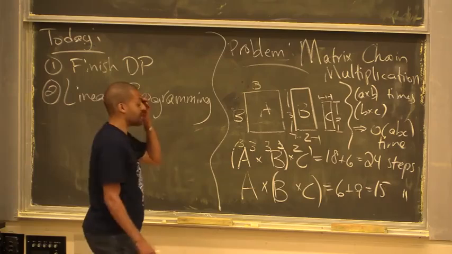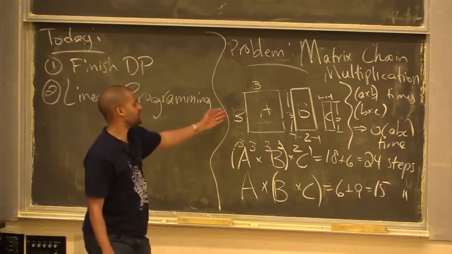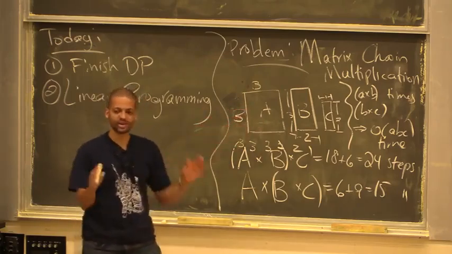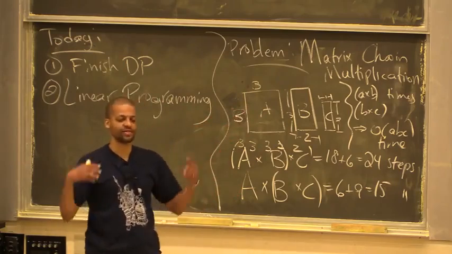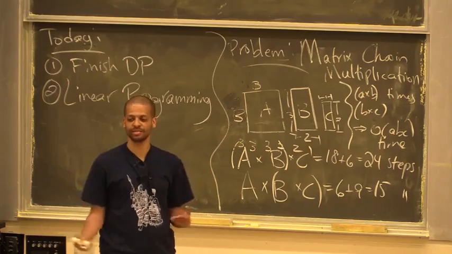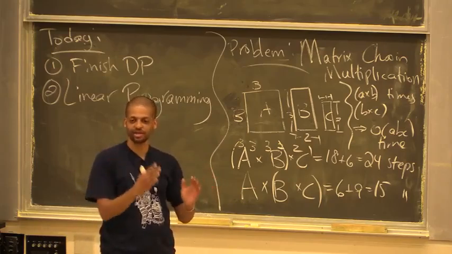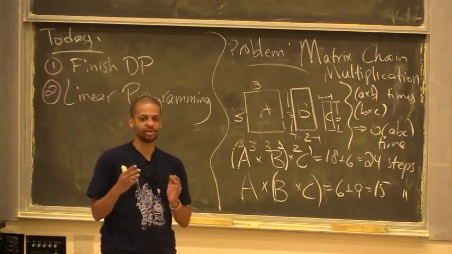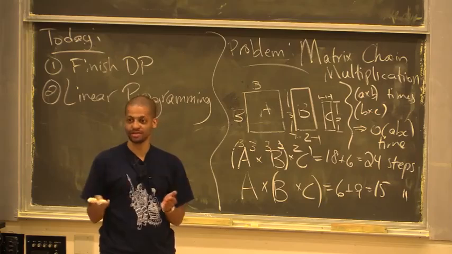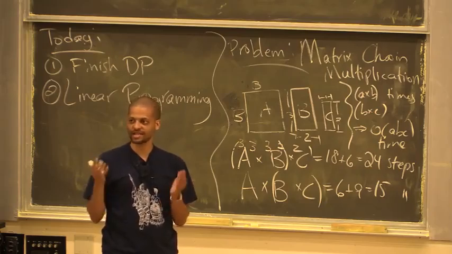Now, so what's the algorithmic question? Given a sequence of matrices that I'm trying to multiply, I actually don't care what the matrices have written in them. I just want to know, given the dimensions of these matrices that I'm trying to multiply, what's the optimal way to do the parenthesization so that I minimize my total complexity to do all the multiplications? Okay? So that's the problem.